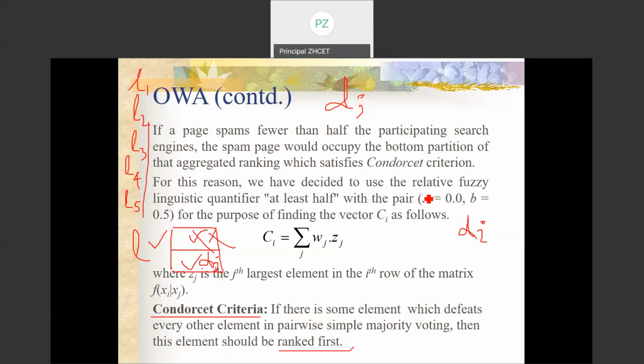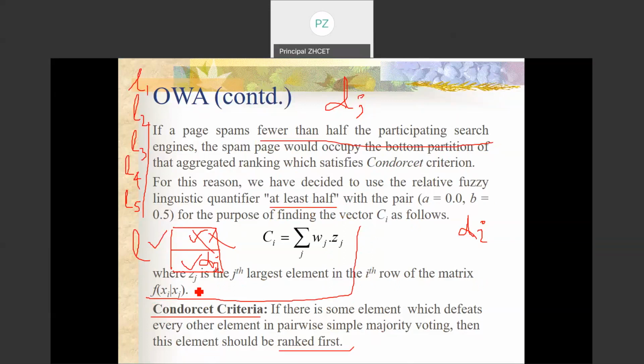So this is the concept behind the improved Shimura technique, that for this reason, we have decided to use the relative fuzzy linguistic quantifier at least half with the pair. This at least half is coming from this one, fewer than half the participating search engines, right? With the pair for the purpose of finding the vector Ci as follows. This part, ordered weighted averaging, this part, where Zi is the jth largest element in the ith row of the matrix Fxixj, where Fxixj is obtained from Shimura technique.